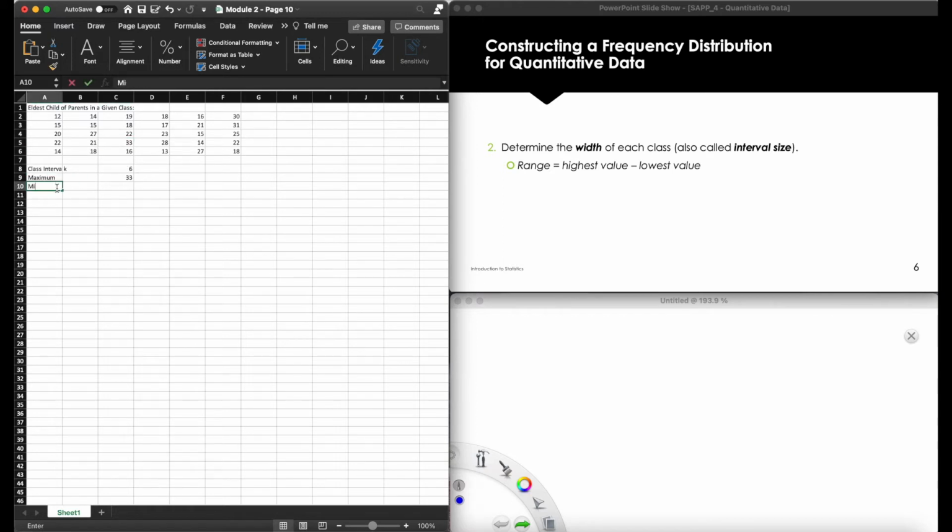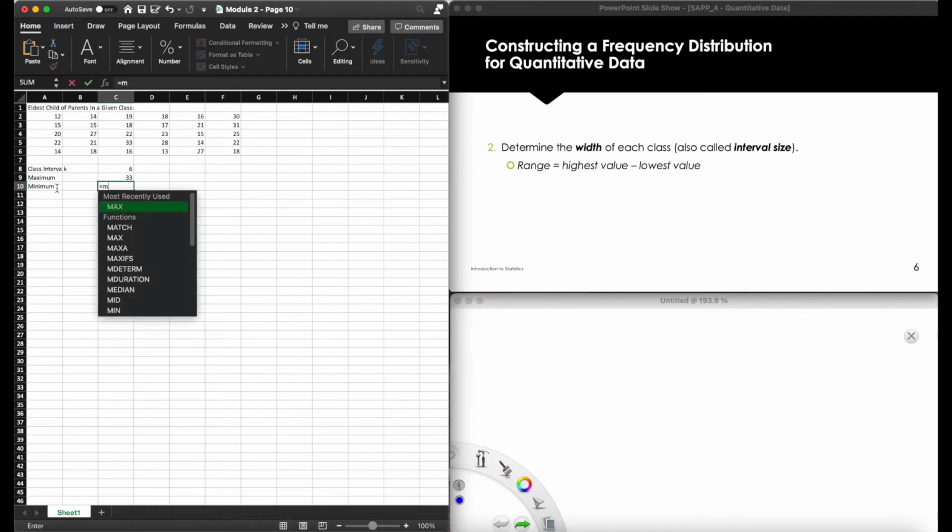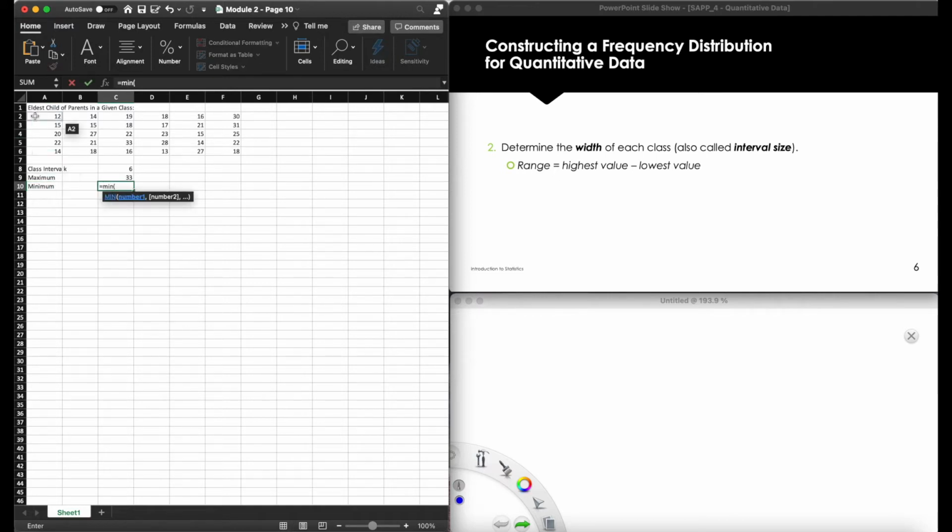And for the minimum value or the lowest value, we'll use the function equals min, open parenthesis. We're going to highlight all the data sets, close parenthesis, and hit enter. So the lowest value is 12. So I think that's that.